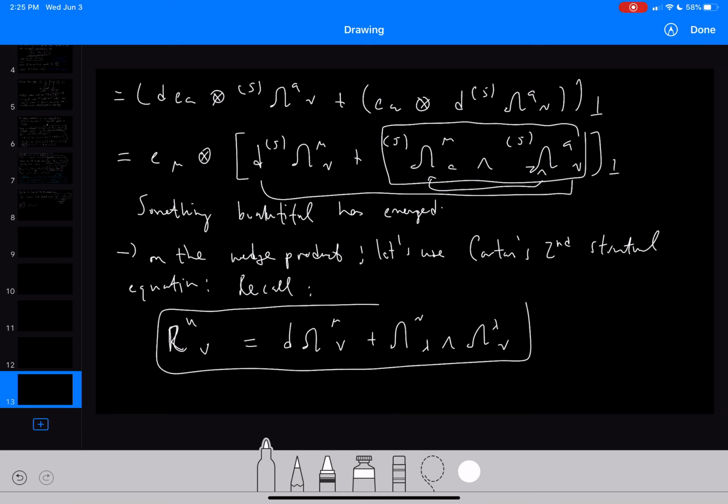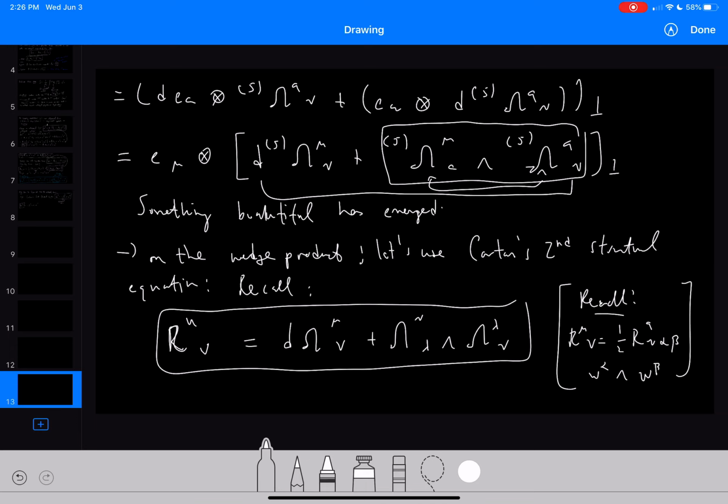Here this is indeed the Riemann curvature tensor, but recall that R mu nu is equal to 1/2. So here's the coordinate expression that you know of the Riemann tensor, and it's multiplied by this wedge product. So Cartan's structural equation gives you that.